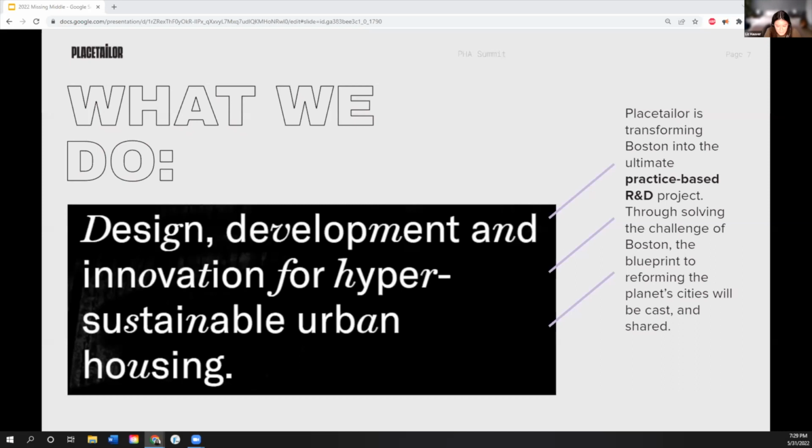So what is Placetailor? We're a Boston-based vertically integrated design, development, and construction cooperative focused exclusively on future housing, which we are defining as zero carbon, community positive, hyper-sustainable housing with an innovative delivery process.